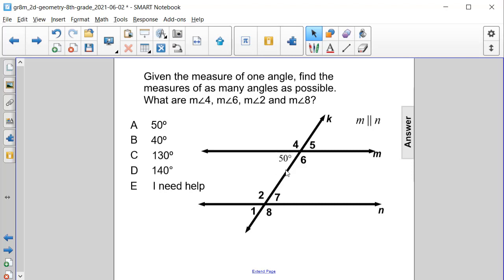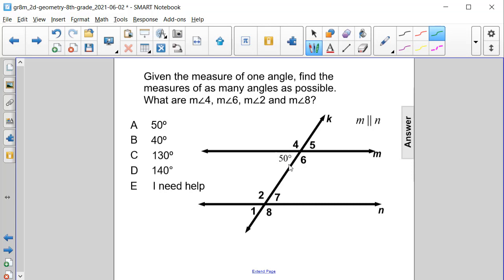Given the measure of one angle, find the measures of as many angles as possible. And then, what are the measurements of angle 4, angle 6, angle 2, and angle 8? Well, let's start by finding the measurements of all of the available angles that we have here.